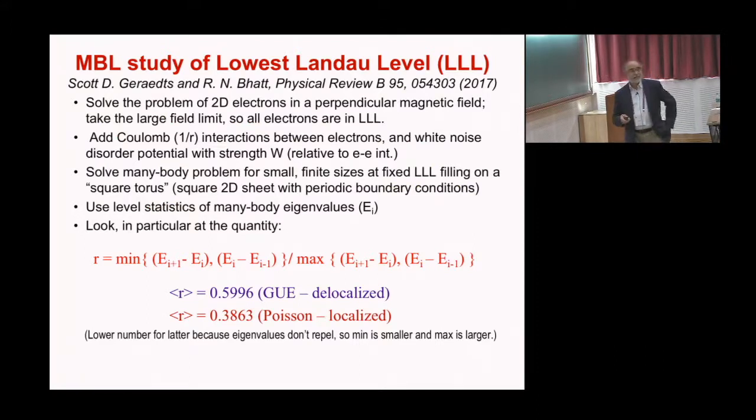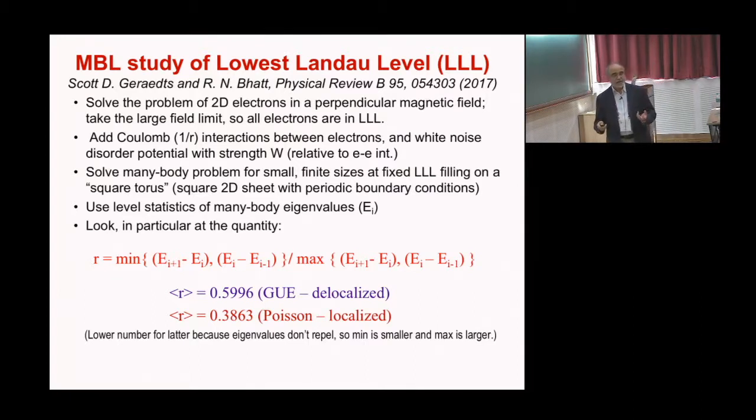What we want to do is have electrons in the lowest Landau level. So the first study that was done with Scott Jarrett's was we solved the problem of 2D electrons in a perpendicular magnetic field, take the large field limit, so all the electrons are in the lowest Landau level, LLL, as I call it. We will then add Coulomb interactions between electrons and white noise disorder potential with a strength W relative to the strength of the electron-electron interactions. And we solve the many-body problem for small finite sizes.